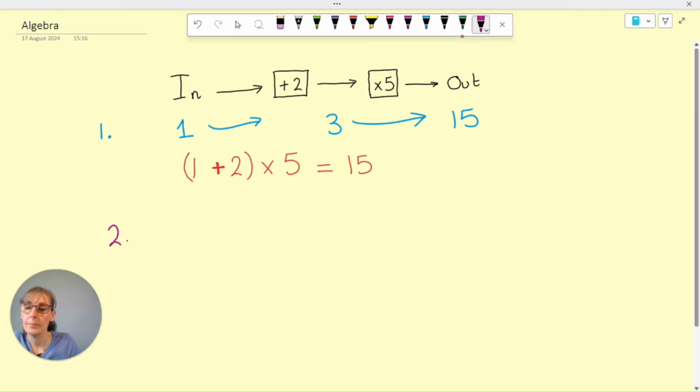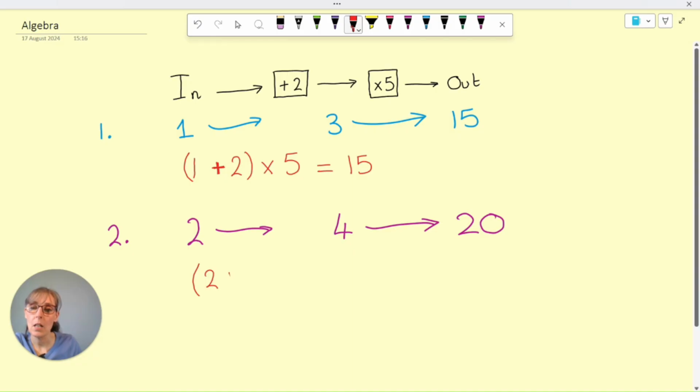Let's do number 2. So now we have 2 going in. We add 2 to it. So 2 plus 2 is 4 comes out of that one. 4 goes into the multiply by 5, and we get 20 out. But let's write it in the brackets. So we put 2 in, and we add 2 first before we do anything else, and then we multiply by 5. And we know what we do in the brackets we do first.